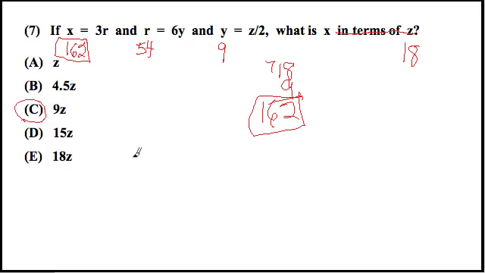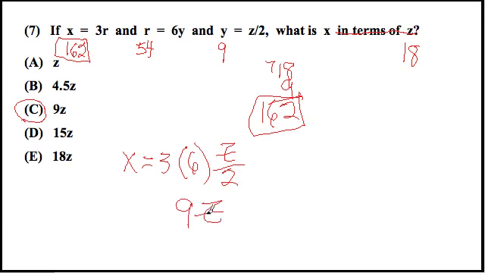Okay, and algebraically, x is equal to 3 times r, and r is equal to 6 times y, and y is equal to z over 2. So 3 times 6 is 18. 18 divided by 2 is 9. Okay. So that's the end of our second session on the substitution strategy.